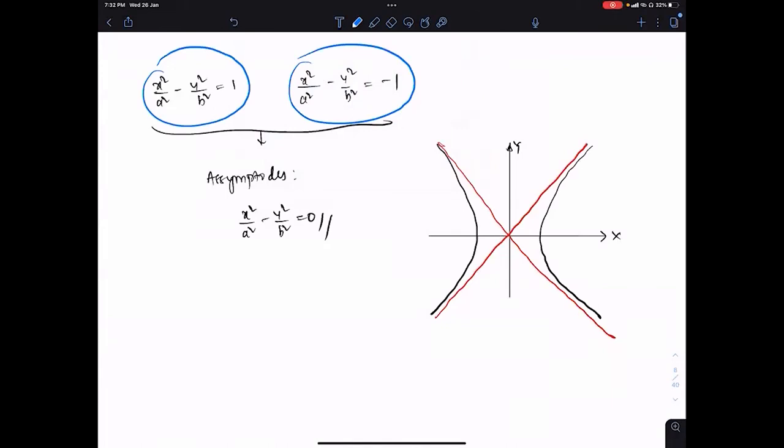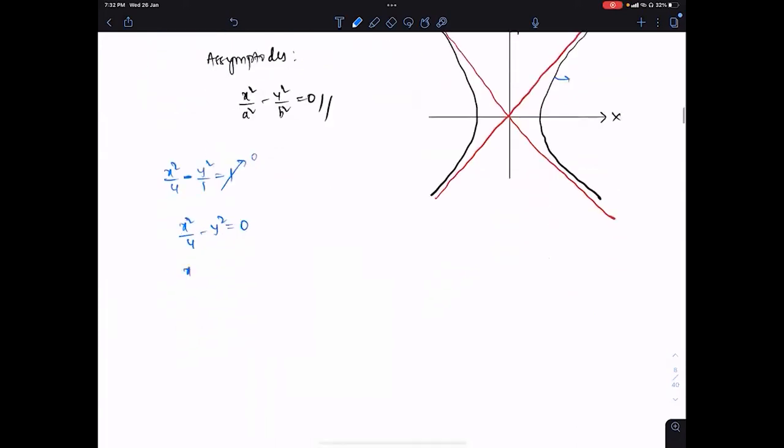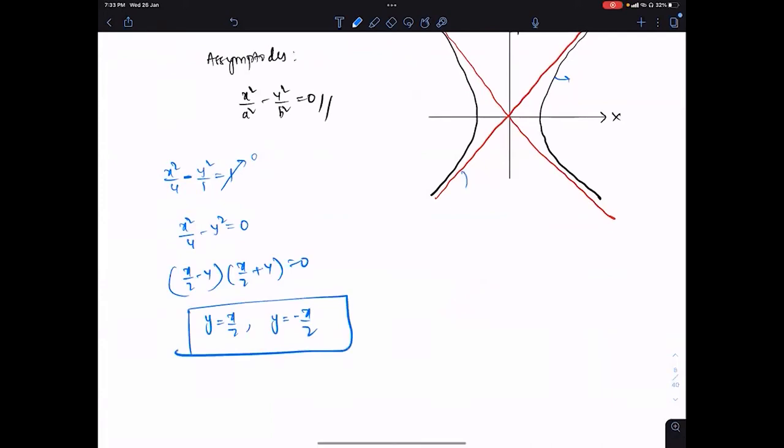Okay, let me take one example. Let's say the hyperbola equation is x square by 4 minus y square by 1 is equal to 1. Then you put this constant 1 to 0. What do you get? X square by 4 minus y square is equal to 0. Which means (x by 2 minus y) into (x by 2 plus y) is equal to 0. So y is equal to x by 2, y is equal to minus x by 2. These will be the two asymptotes. So this is y equals x by 2, one asymptote, and the other asymptote will be like this, minus x by 2.